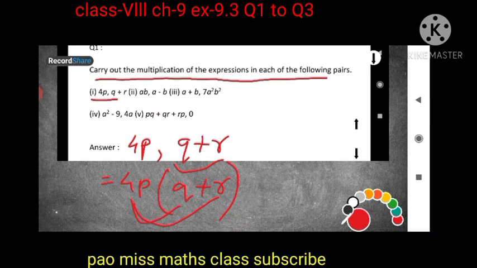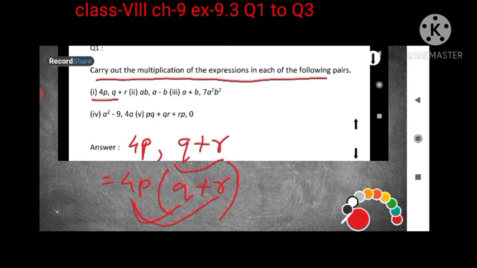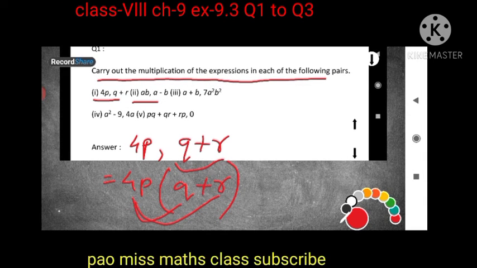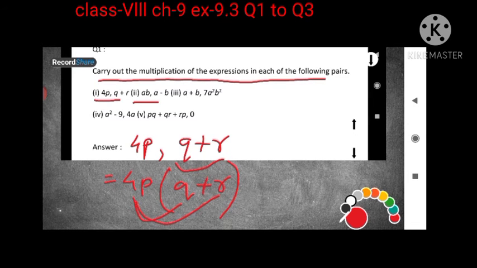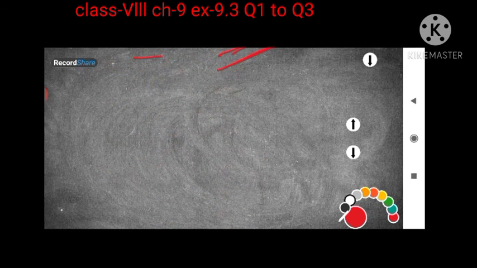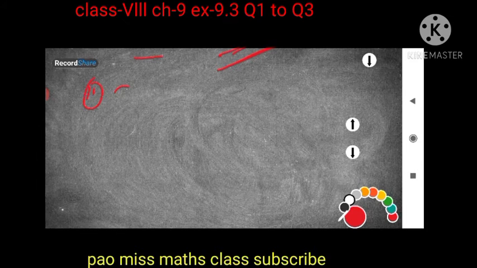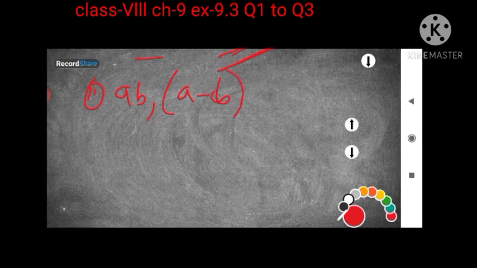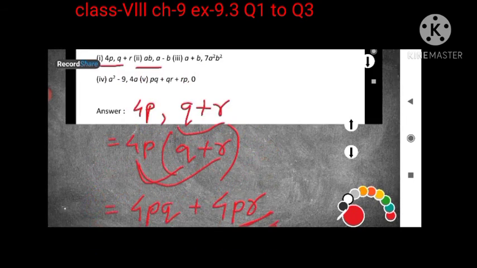Now what is the next question? Come to the next question. Here it is given ab comma a minus b. Now here again one monomial and binomial. So what is the question given here for question number 2? ab multiply with a minus b, isn't it?